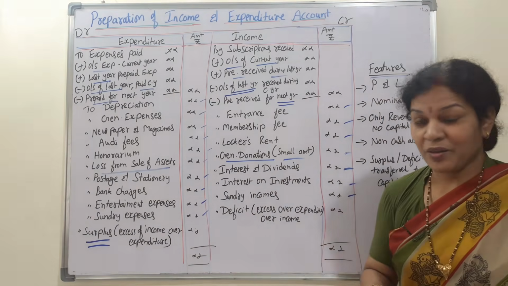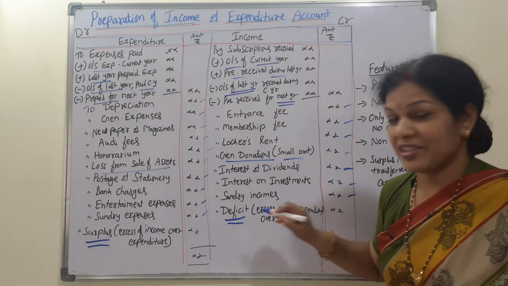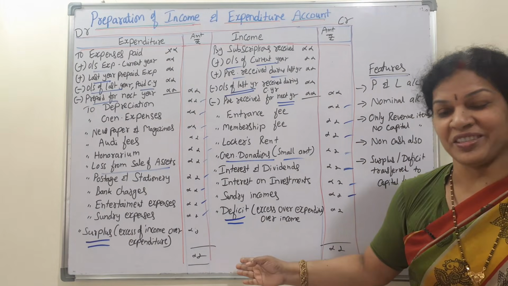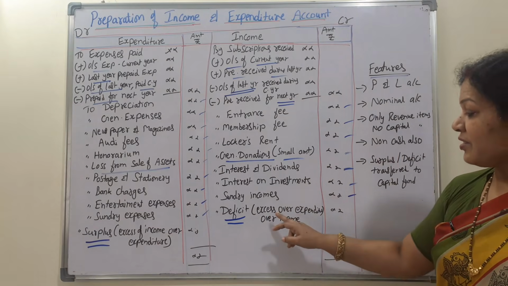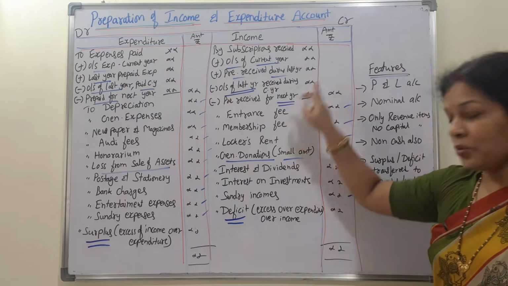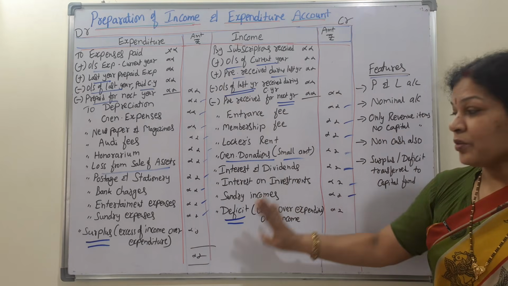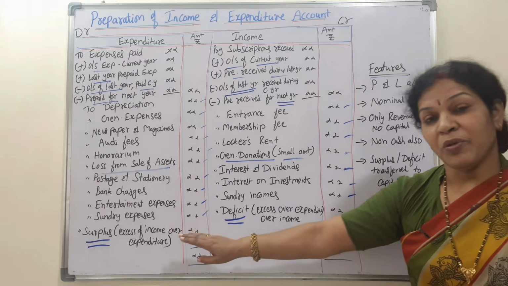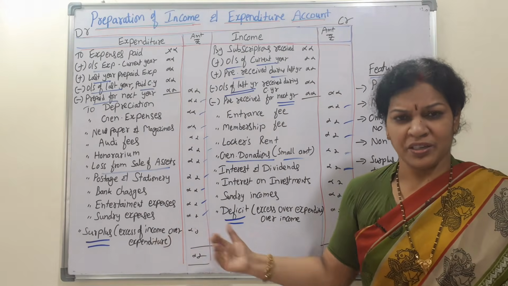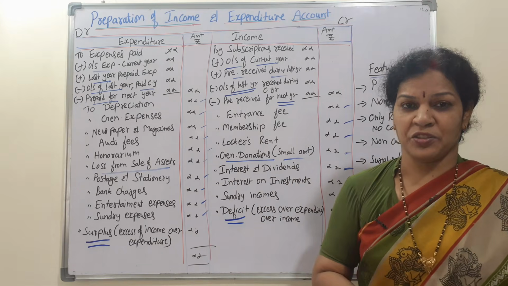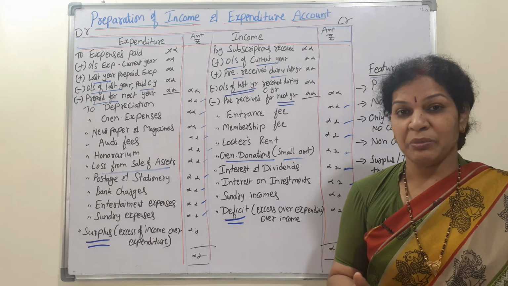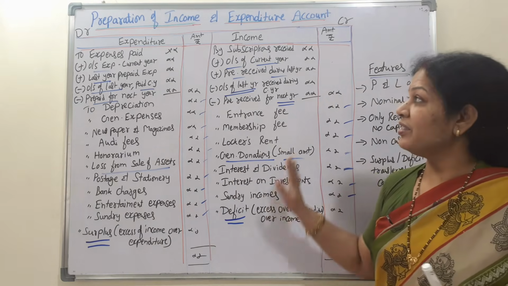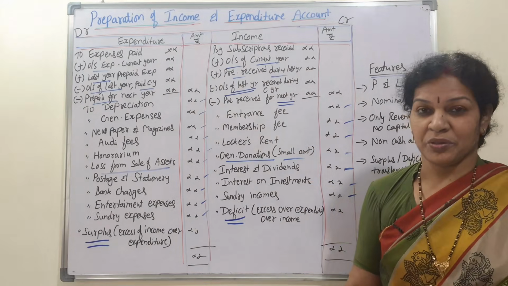And if you get a net loss, that's called a deficit. Net loss, deficit. This is excess of expenditure over income. So this is what you are going to get. What we have to do with this surplus or deficit is that it is to be capitalized, adding to the capital. Capital amount will be given, and there we are going to add it. This is the income and expenditure account.